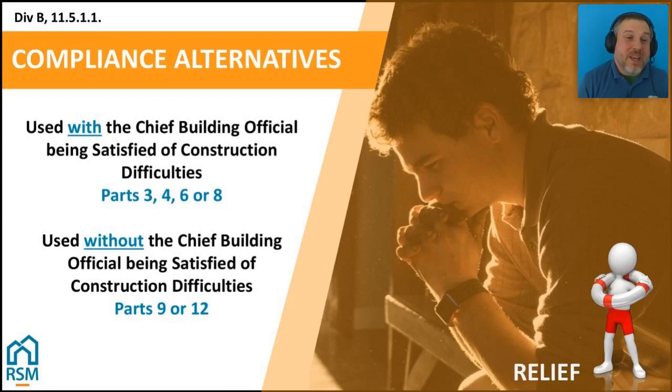Now, the big thing to remember is that based on the part of the code you're dealing with, there's a difference. If you're dealing with an issue in Part 3, 4, 6, or 8, then the chief building official has discretion. They are able to have an opinion on whether the construction difficulty will allow the use of this reduced provision. So in these cases, the CBO and the municipality have some discretion on whether or not they think these are applicable. When we're dealing with Parts 9 or 12, there is no discretion. The code says that without the chief building official being satisfied, these can be used. So if you're in a Part 9 building or you're dealing with a Part 12 issue, there is no discretion.